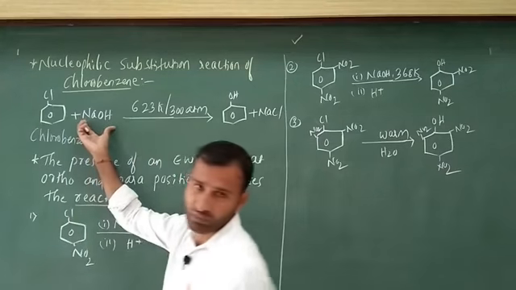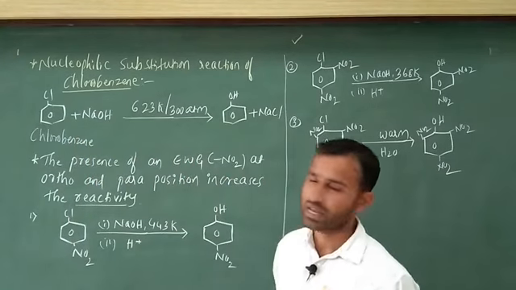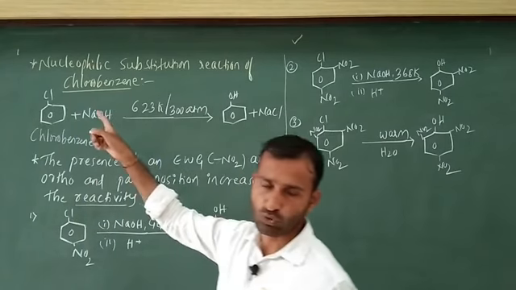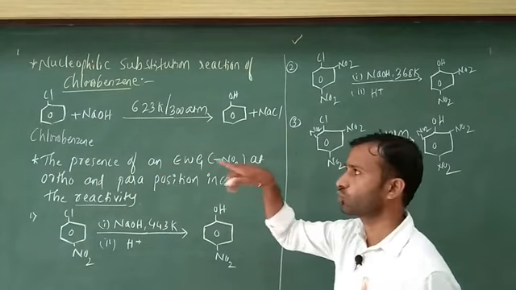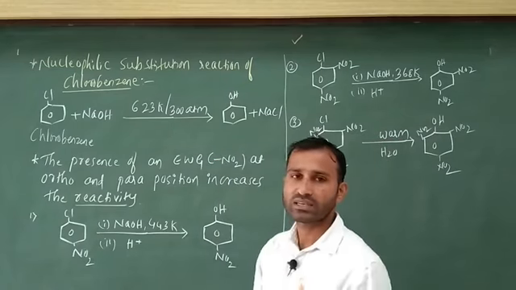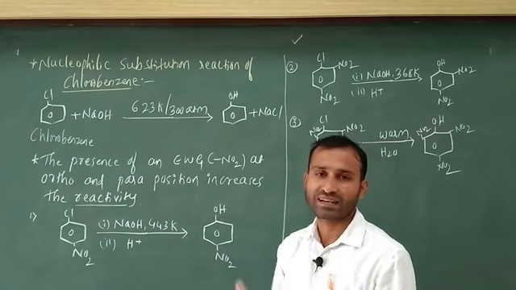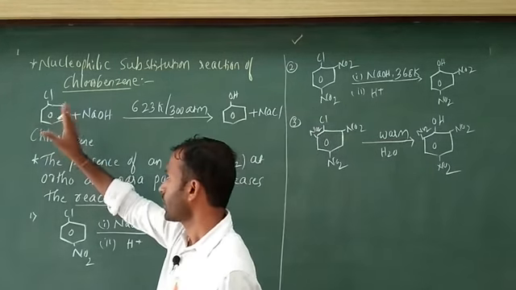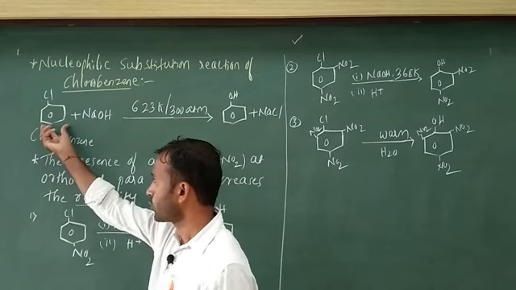Chlorobenzene, and this is the sodium hydroxide. The sodium hydroxide here acts as a nucleophile, because aqueous sodium hydroxide is there. If alcoholic is there, that is different, it acts as a base. Just here, this is chlorobenzene. Our target is, this is a haloarene.